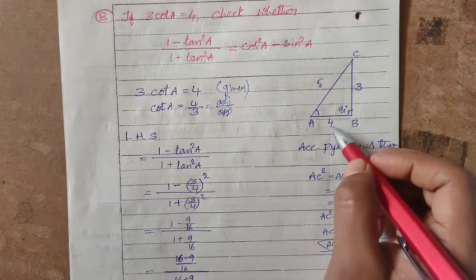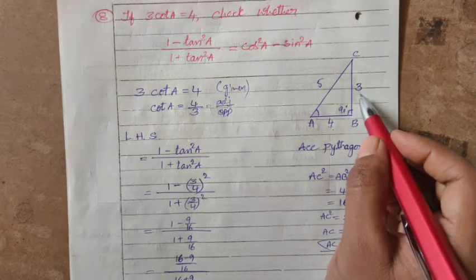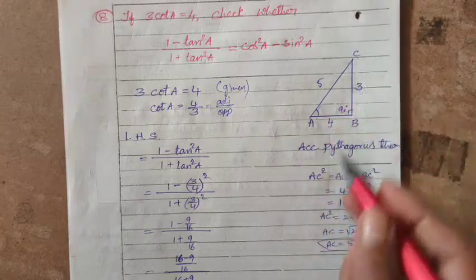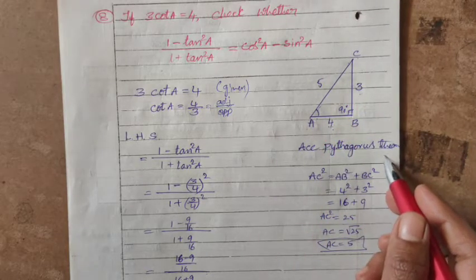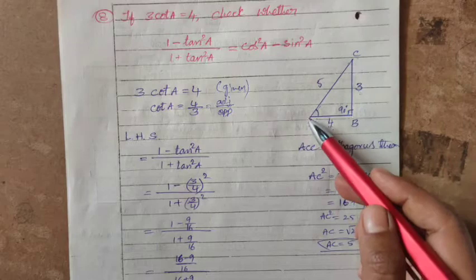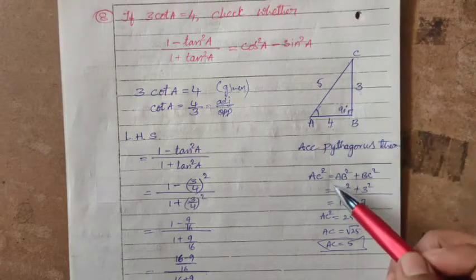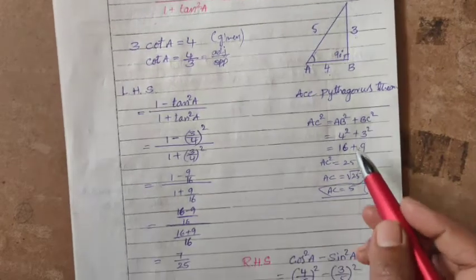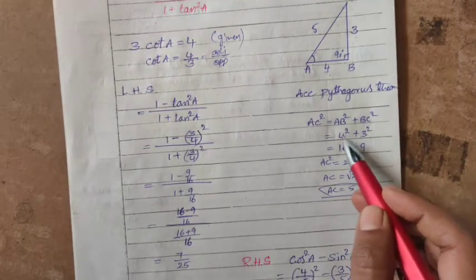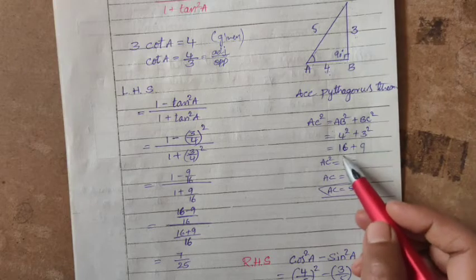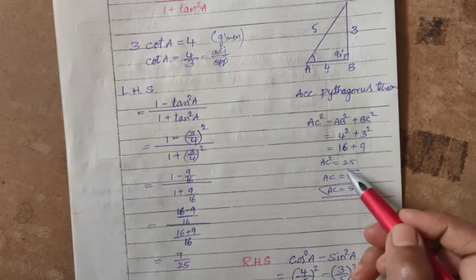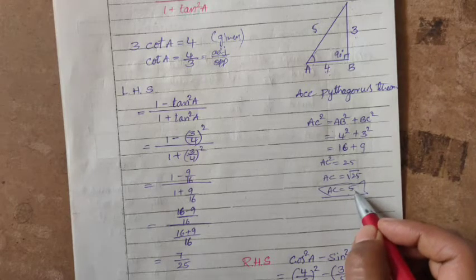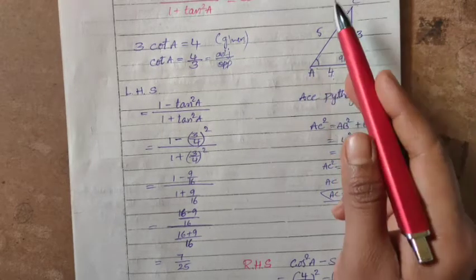Here only these two sides are given. How to find this AC? Yes, AC can be found out by using Pythagoras theorem. According to the Pythagoras theorem, square of the hypotenuse equal to sum of the squares of other two sides. So put these values, AB is 4 and BC is 3. You can square them and add them, we get 25. Square root of 25 is 5.